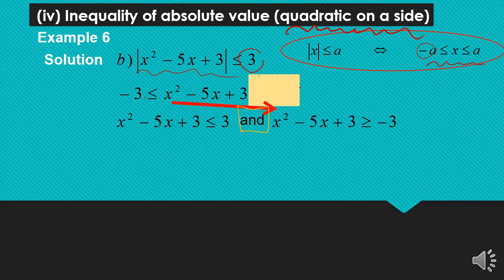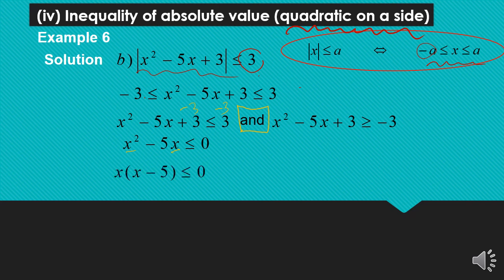So what we can do is solve for each side. The first side, x squared minus 5x plus 3 less than or equal to 3. What should we do for the quadratic? Make sure the right hand side is equal to 0. So subtract 3 on each side. We will have x squared minus 5x less than or equal to 0. And then we don't have any constant here, which means we can factorize out the x. So the factorization is x multiplied by x minus 5 less than or equal to 0. The first root is x equal to 0, the other one is x equal to 5.